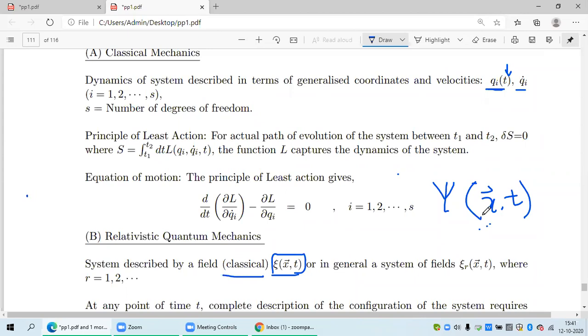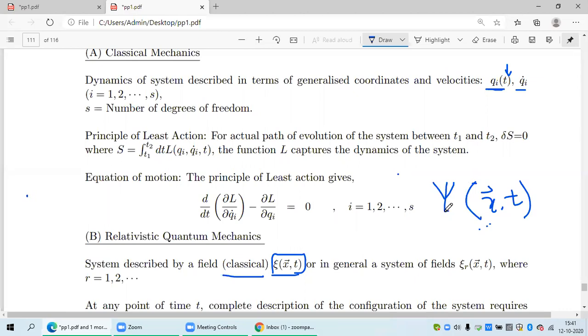Now if you want to specify the state of the system completely by specifying the configuration of the system, you have to specify the value of psi at every point in x. If you specify psi at one point x, for a given time, you need one such matrix, just 4 numbers, because there are 4 components. But that is the description at a particular point in space.